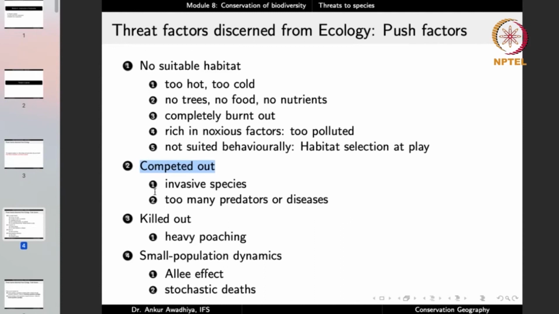Or the presence of too many predators or diseases. In a large number of situations, we have observed that people are now moving into the forest in a very large way. And when people go into the forest, they also take their dogs with them. Now, if the dogs have rabies, then rabies will also move into the forest ecosystem.